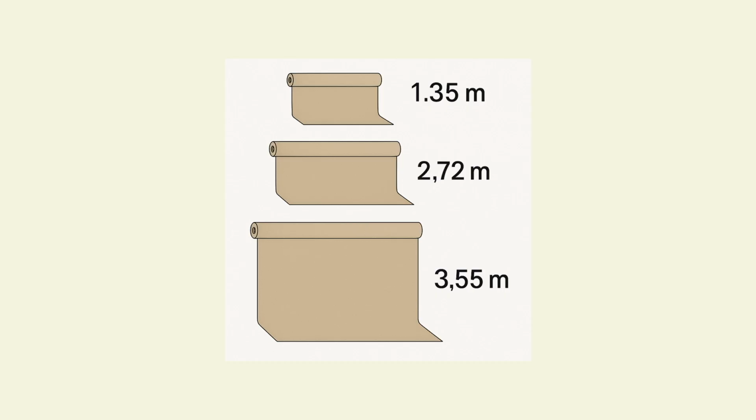There's 1.35 meters, which is good for product photography, but it is a touch narrow for people. But it is the one you can actually fit in the vehicle. Then there's 2.72 meters, and I think 3.5 meters and beyond. And those sorts of sizes are great for when you're photographing people.